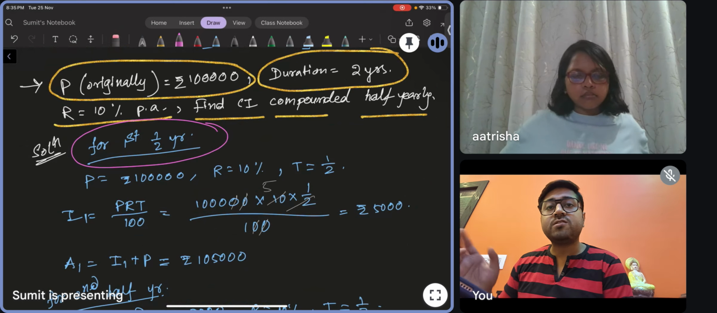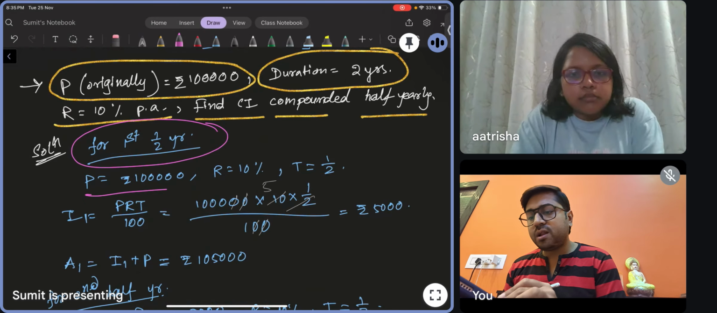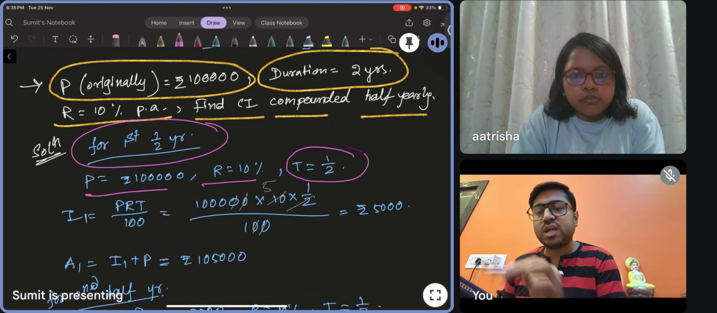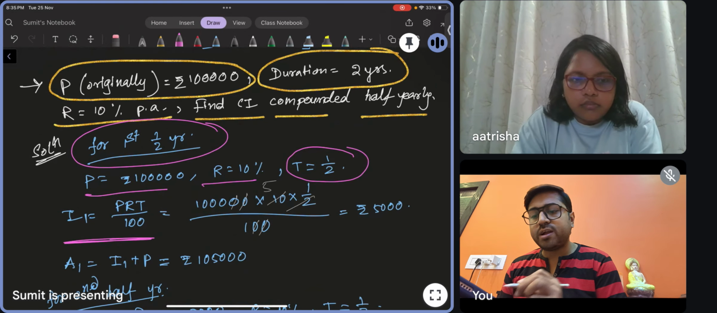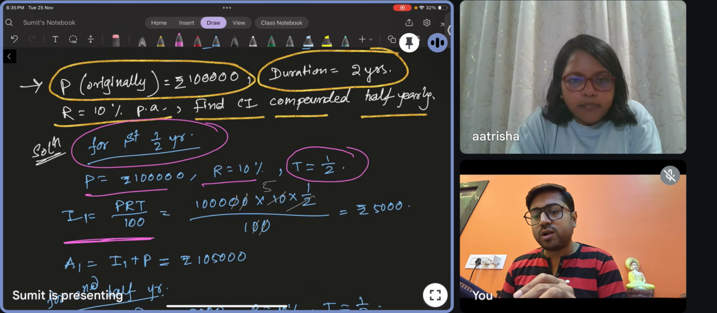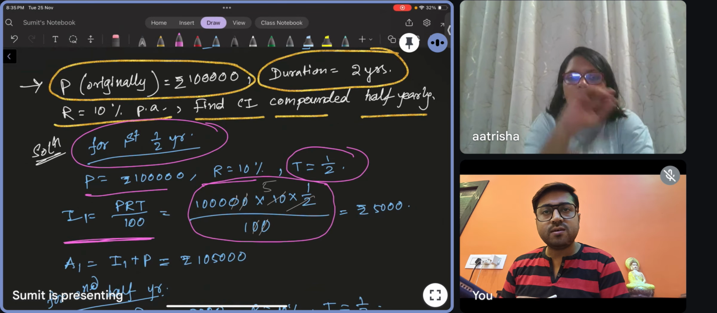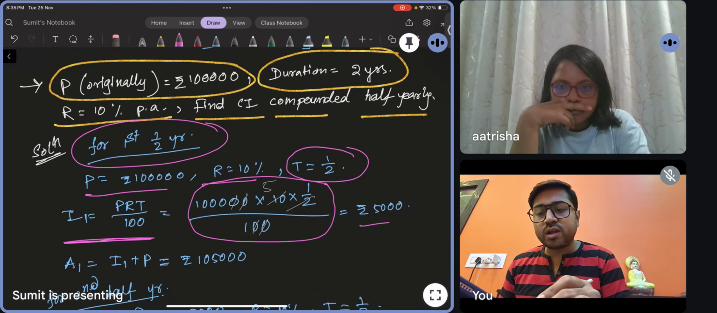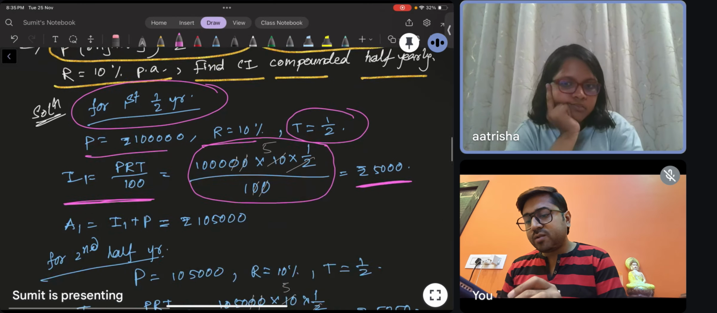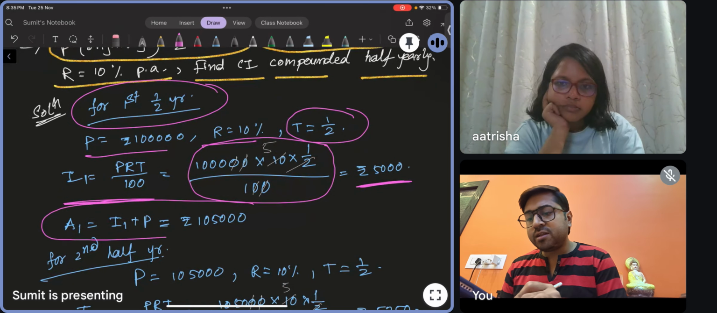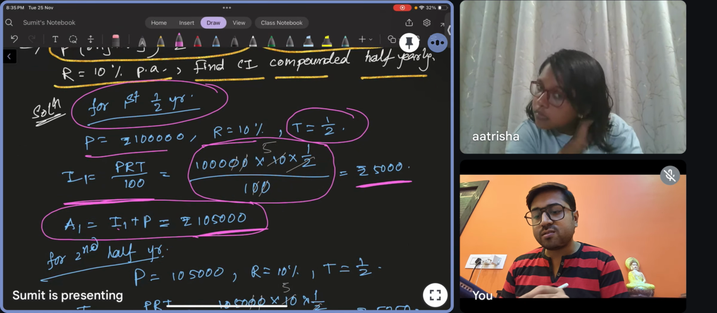it is written for first half year, প্রথম 6 মাসের জন্য। Principal, and see the time, what time I have taken, time equal to half. As it is I1 equal to PRT by 100, we have calculated. See all the values I have put over here, P, then R, then T, and then we have calculated to get the answer as 5,000. Okay. Then what is the amount? Amount means interest plus principal. If you add the interest plus principal, you are getting this.